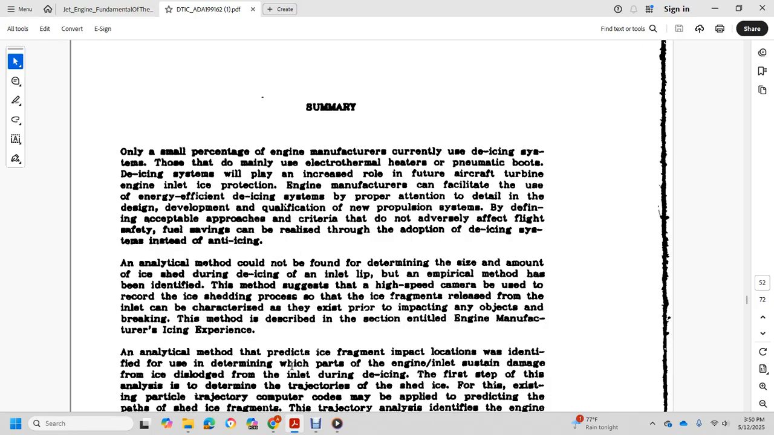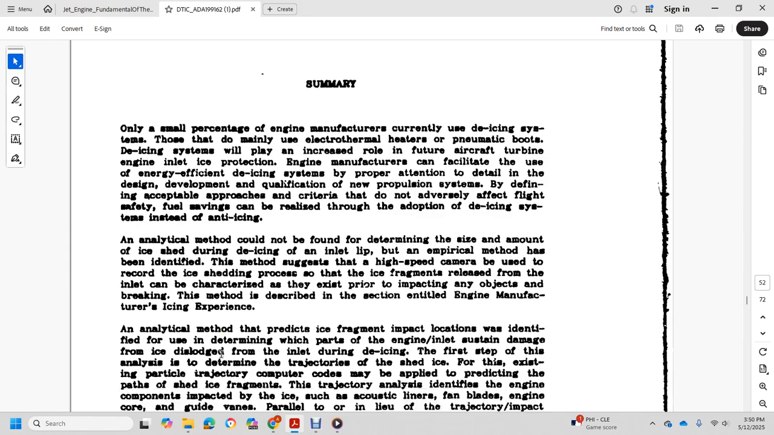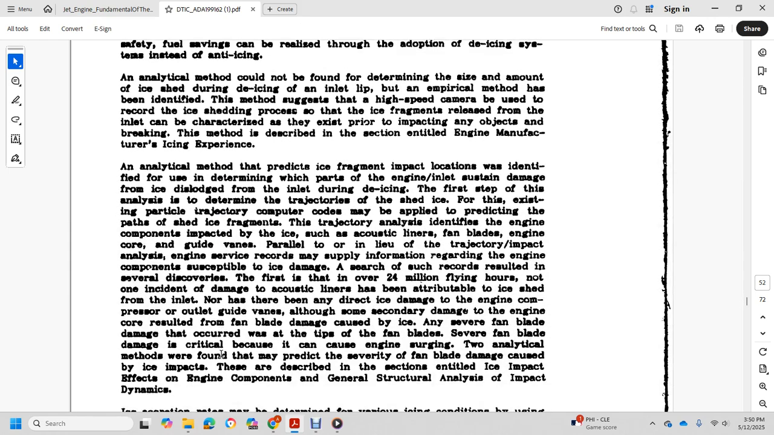Analytical methods cannot determine the amount of the ice shape during de-icing. For the inlet lip, an empirical method is suggested, using a high-speed camera to record the ice shedding process and the ice fragments released from the inlet, characterized prior to ingestion by the engine. The method is described in the engine manufacturer's ice experience. The analytical method predicts ice fragment impact locations, identifying which part of the engine inlet sustains damage from the ice dislodged by the inlet during de-icing.